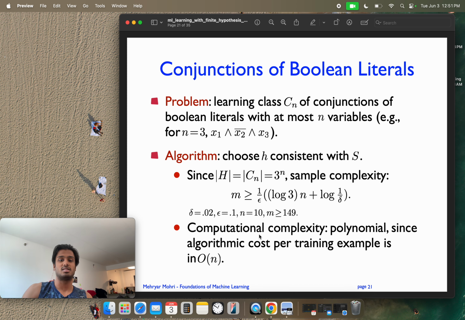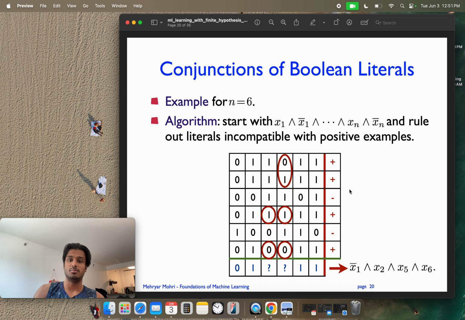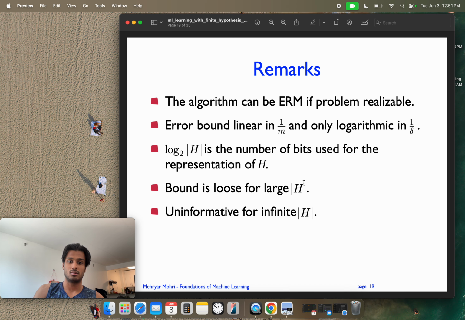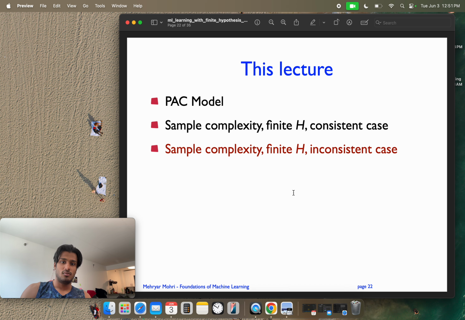That's basically an example for the consistent case, where you need to be able to comment on the cardinality of H, at least for finite hypotheses. Now we'll look at finite hypotheses and the inconsistent case.